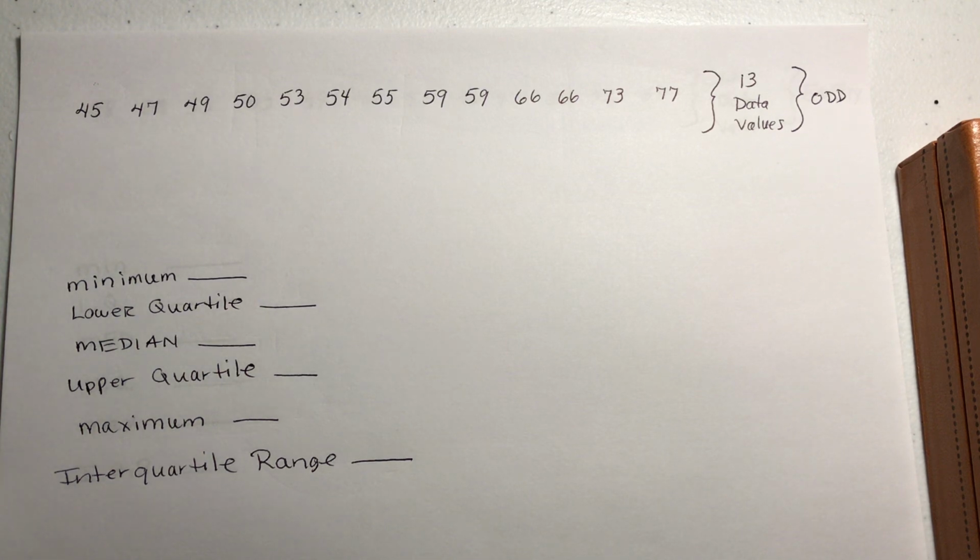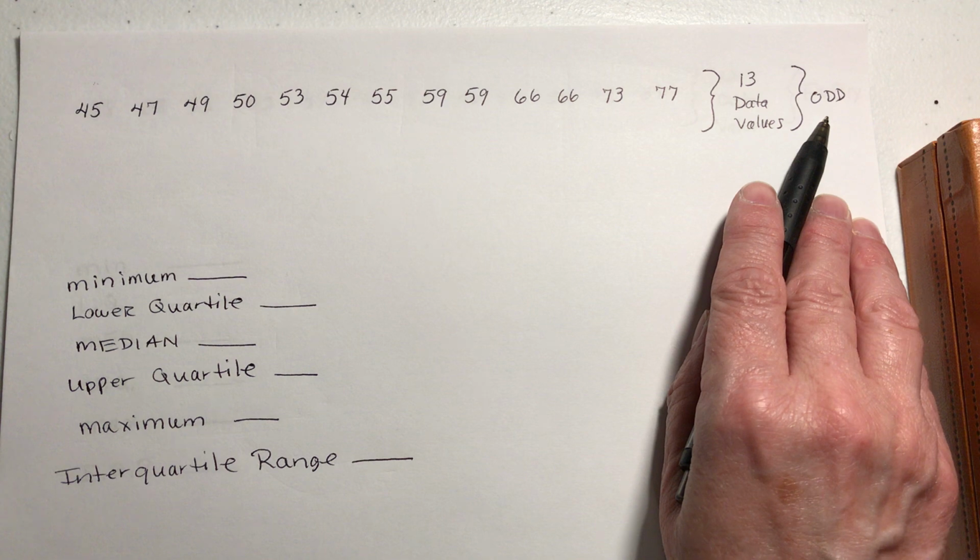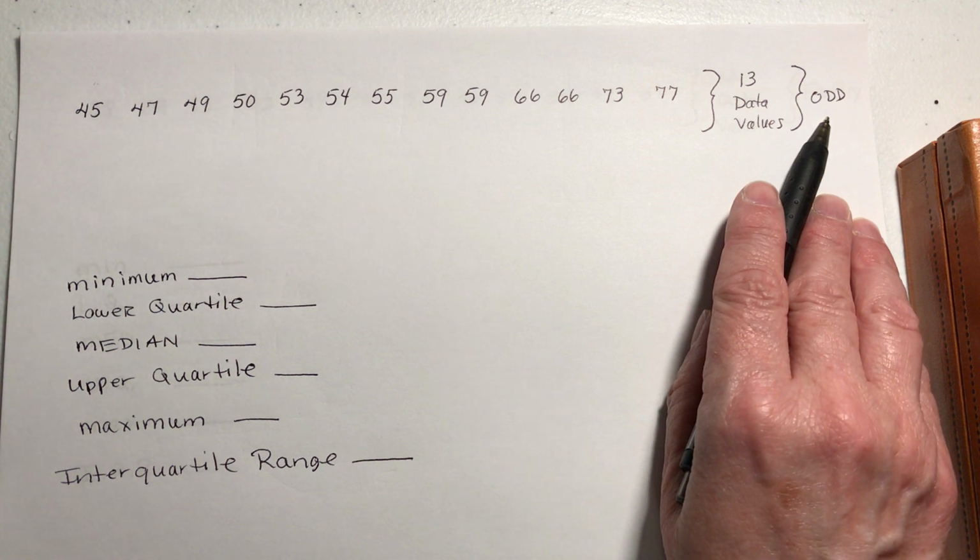Okay, I'm going to do two examples of the 5-number summary and interquartile range. My first example, I'm going to use an odd number of data values, and then the second one I'll do an even number because they're done a little differently.